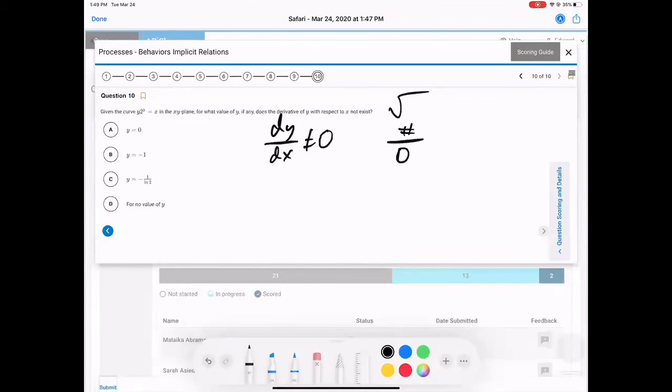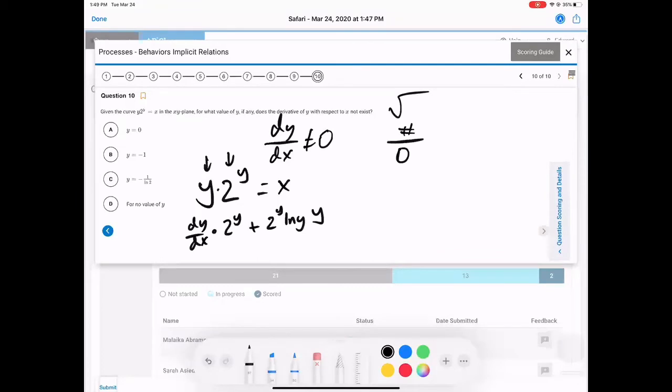Okay, all right. So y 2 to the y equals x. Oh, no, that's not how it's written. Oh, lucky me. I can see it now. This is y times 2 to the y power. These are multiplying each other, which makes my life a little easier. Okay, so we take the derivative. So product rule: dy over dx times 2 to the y, plus the derivative of 2 to the y is 2 to the y ln of y, and leave y alone. How do you feel about that? Good?